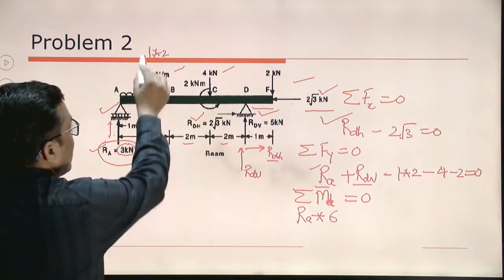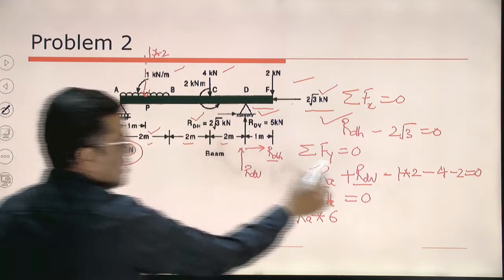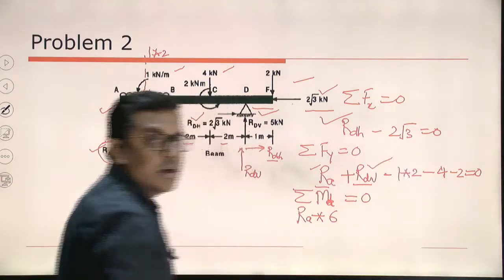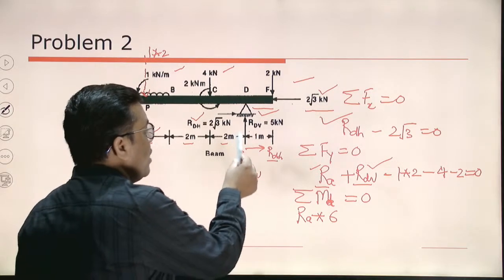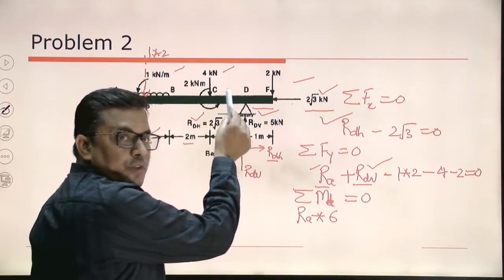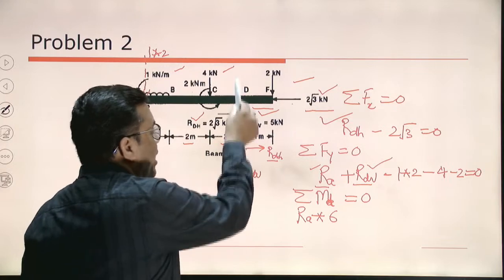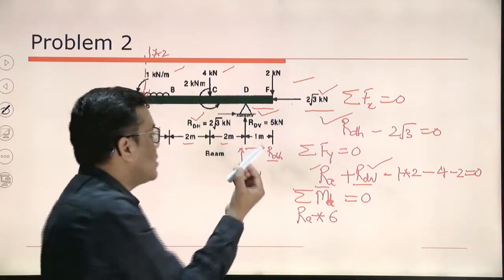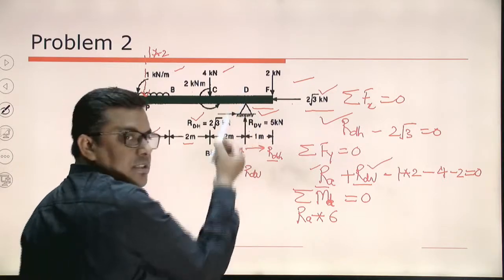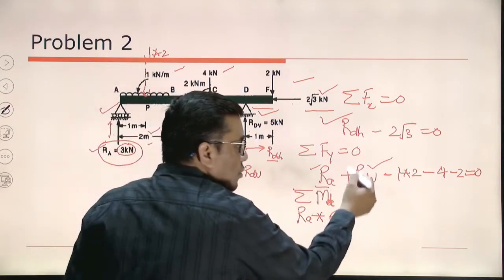Then I am coming to RDV. Let's go from here. Okay, RDV. Will there be any moment because of RDV about point D? No. It is force into perpendicular distance and RDV is passing through point D. So the perpendicular distance between RDV and point D is 0. So there will be no moment because of RDV.